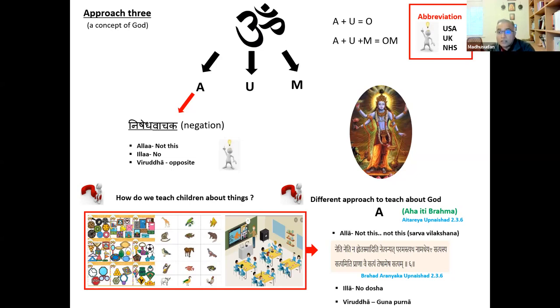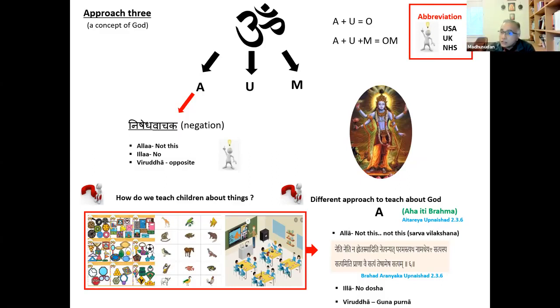And the Aitareya Upanishad, for example, says aha iti brahma. A means akara is an indication of Brahma. Brahma means the supreme being, and we have seen the etymology of Brahma so many times. So in that akara, ukara and makara, the akara is already giving you a negative approach of understanding the supreme.